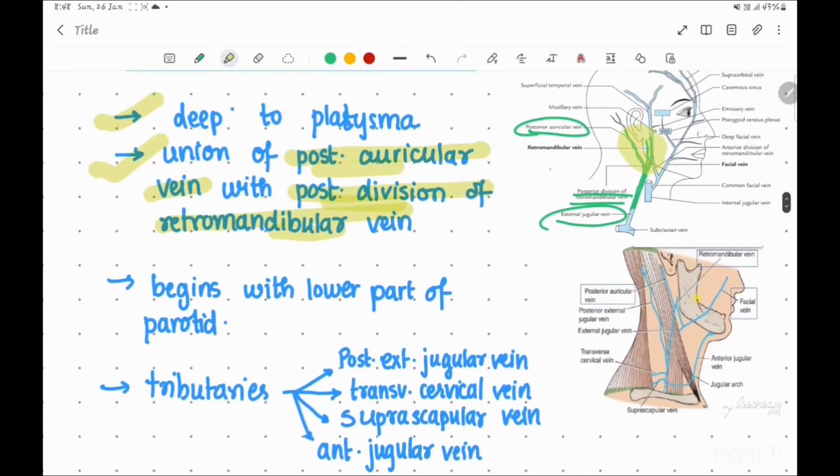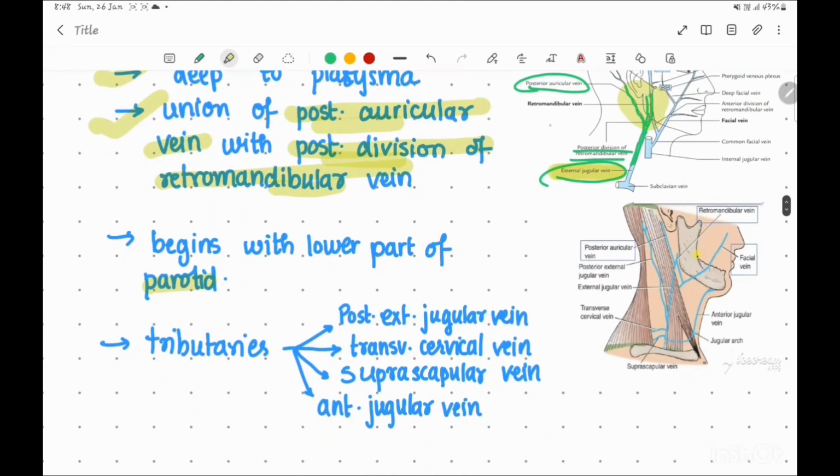It begins at the lower part of parotid. Here, somewhere your parotid gland is present. External jugular vein starts at the base of or the lower part of parotid gland. Now, tributaries of external jugular vein, I'll mark them in this diagram. Okay. So, there are tributaries.